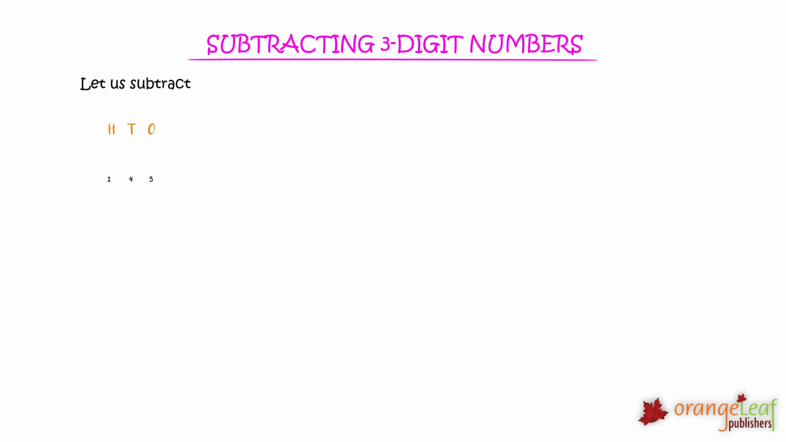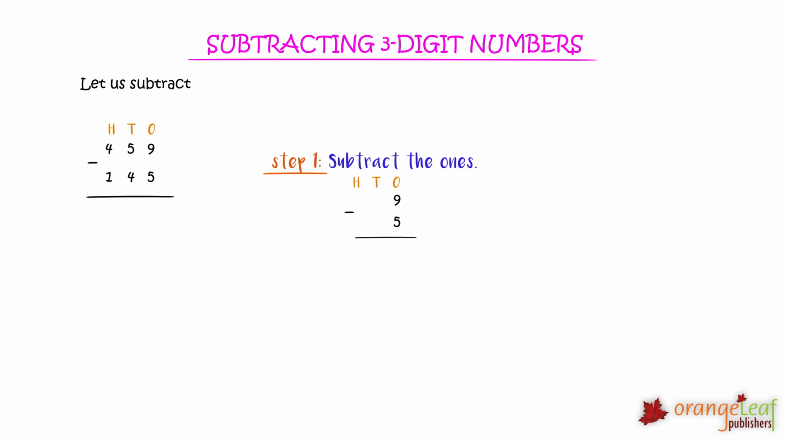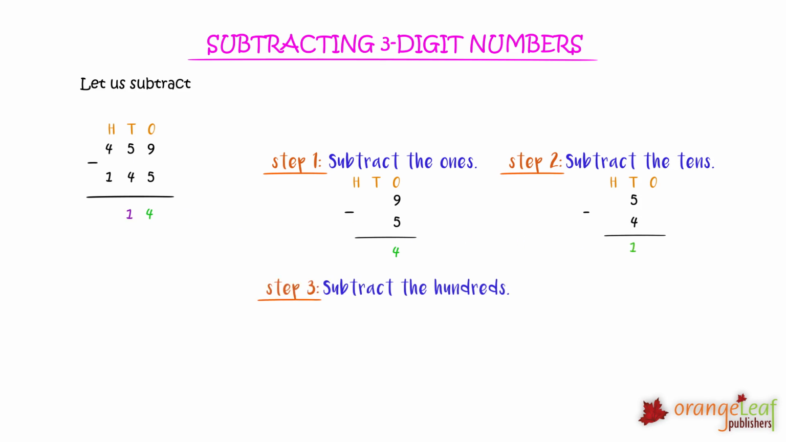Subtracting 3-digit numbers. Let us subtract 145 from 459. Step 1. Subtract the ones. 9 minus 5 is equal to 4 ones. Step 2. Subtract the tens. 5 minus 4 is equal to 1. Step 3. Subtract the hundreds. 4 minus 1 is equal to 3. Hence, 459 minus 145 is equal to 314.